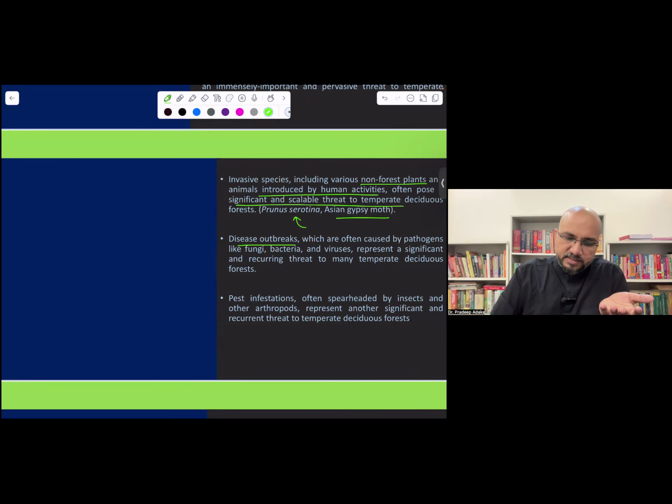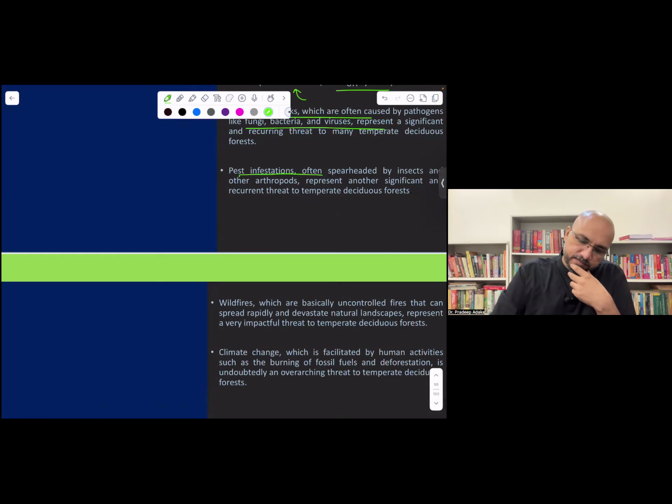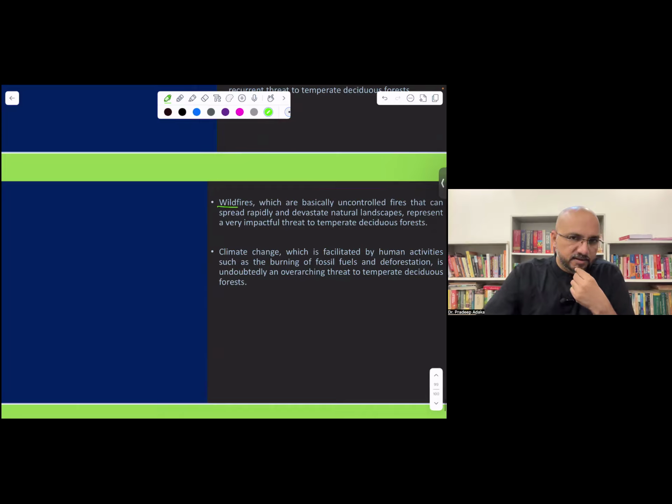Disease outbreaks, which are often caused by fungi, bacteria, viruses, that is again another threat. Pest infestations, okay, insect pest infestations is another threat. Wildfires, they spread rapidly and damage the forest. Okay, there is another threat.